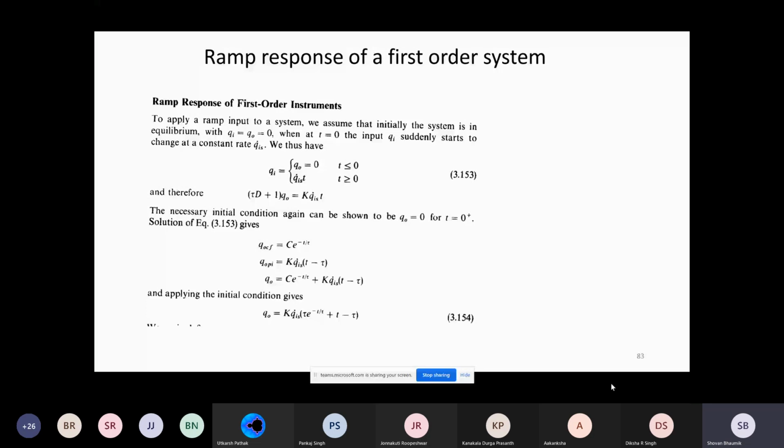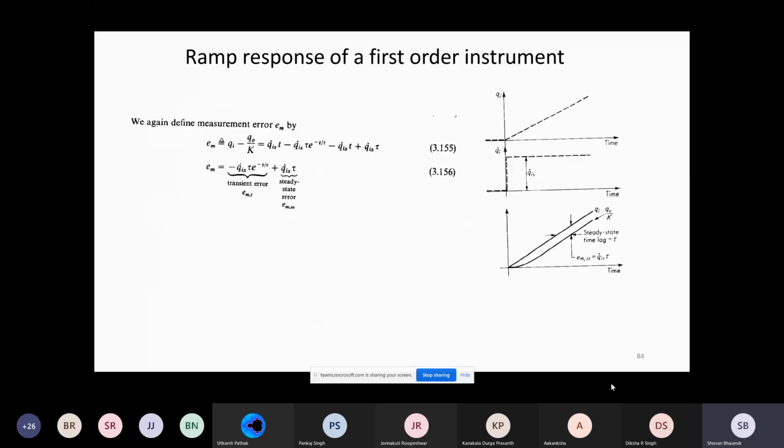So we calculate the error. Again, the error is Ki minus Q0 by K, where Ki will be equal to Qi, sorry. So Qi will be equal to Qis dot into t. We have seen that, and then Q0 by K will be equal to minus Qis dot tau, minus Qis dot tau e to the power minus t by tau, minus Qis dot small t plus Qis dot tau, and then this Qis dot small t will be cancelled out. So ultimately we'll get the error will be equal to minus Qis dot tau e to the power minus t by tau plus Qis dot tau. So Qis dot is constant, so you don't need to worry about that.